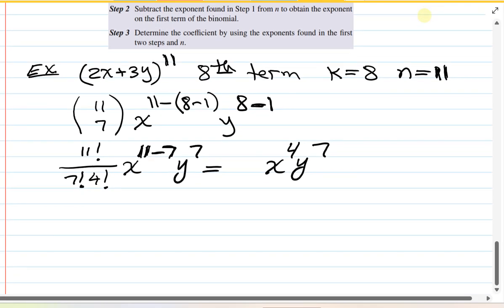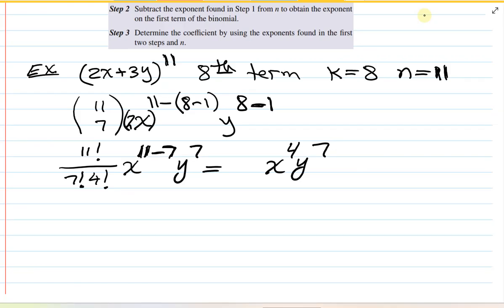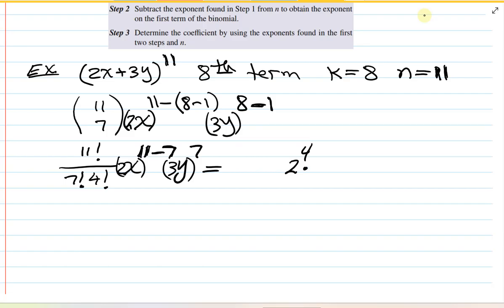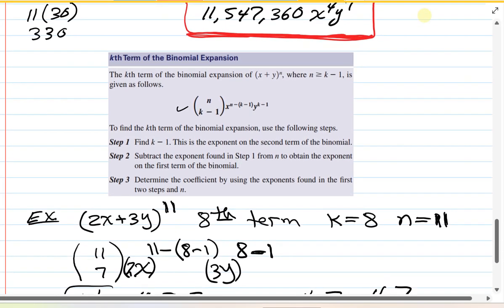Oh, let me see. Something I overlooked. So sorry. I'm doing 2x and 3y, right? There you go. I'll make it work here. So it's going to be 2 to the 4th times x to the 4th, 3 to the 7th times y to the 7th. And in front, I have 11 factorial over 7 factorial, 4 factorial.